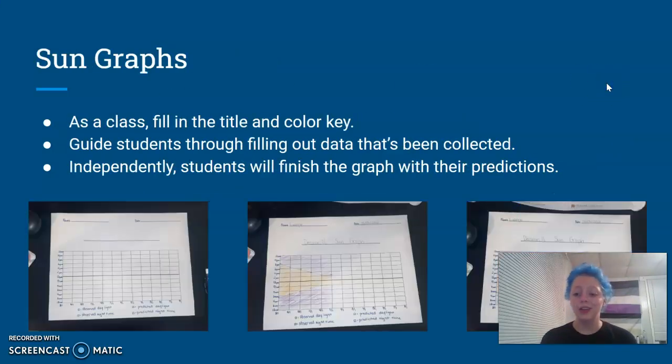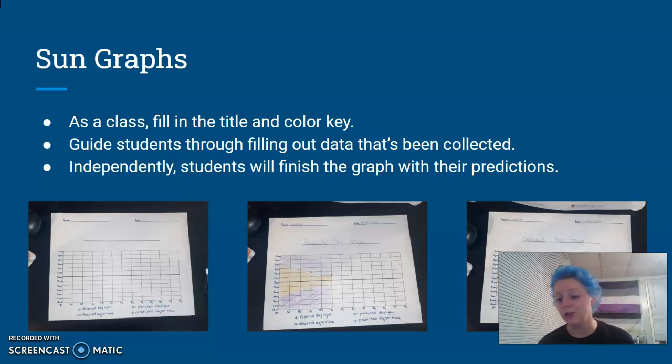Next up in this exercise is sun graphs, and this is personally my favorite part. So as a class, you're going to fill in the title and the color key. You're going to guide students through filling out data that's already been collected, and then have your students independently finish the graph with their predictions.